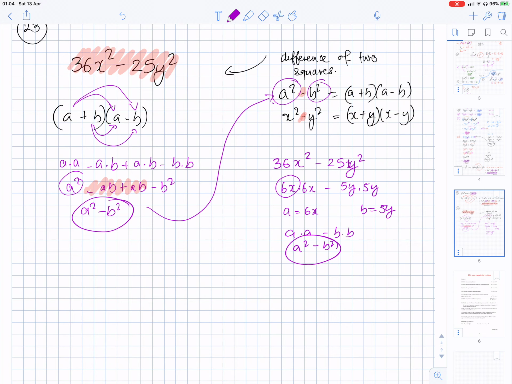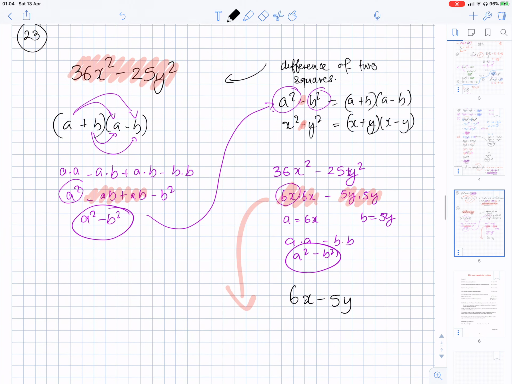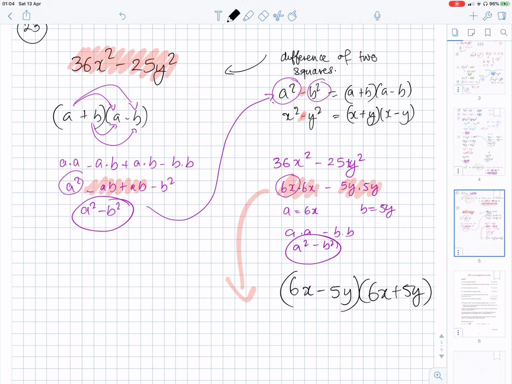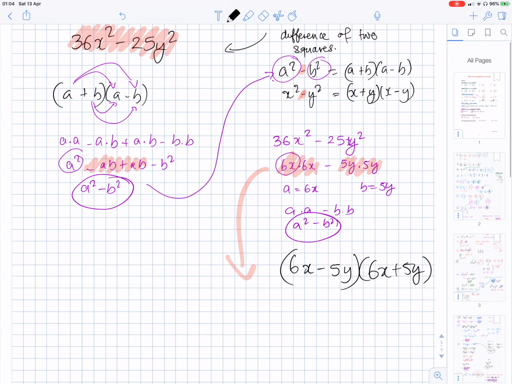Okay, so because I've made these two square numbers, I can safely say that the answer to this is 6x minus 5y, and then 6x plus 5y. If I multiply it back, it should go back to 36x squared minus 25y squared. Okay, so that's number 23. I hope that makes sense.